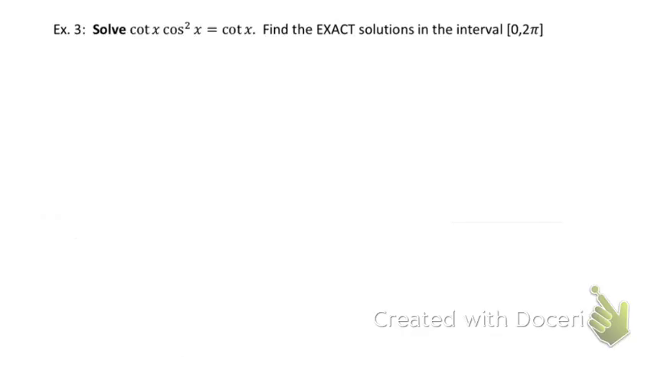So exactly what I mean by that is if I had x's and y's, I'd collect everything on one side, and I would see if I could factor it before I did anything else. So we're going to move that cotangent to the other side. So that's going to give me cotangent x cosine squared x minus cotangent x equals 0. So I just subtracted cotangent x from both sides.